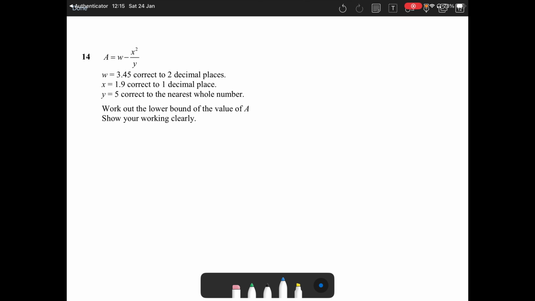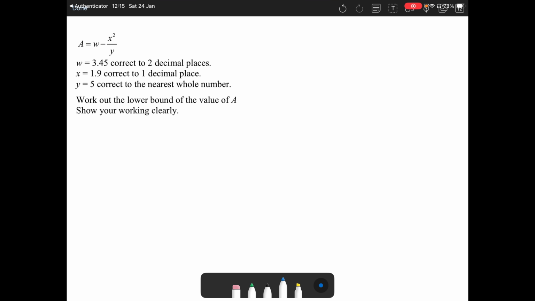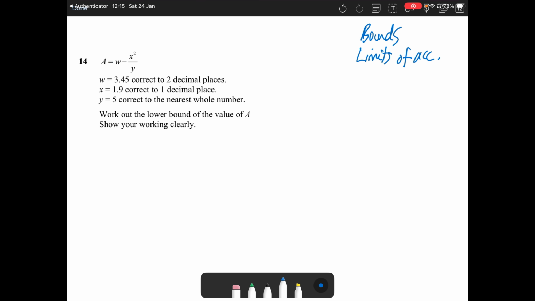So lower bounds, upper bounds, think of it as rounding in reverse, right? We call this limits of accuracy or bounds. So do search both of those two terms up if you want to know more about this particular topic. So bounds, limits of accuracy is the topic in question. Let's get on with it, right? Number 14.